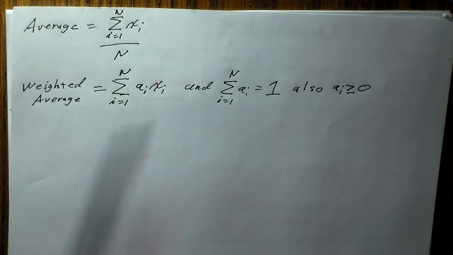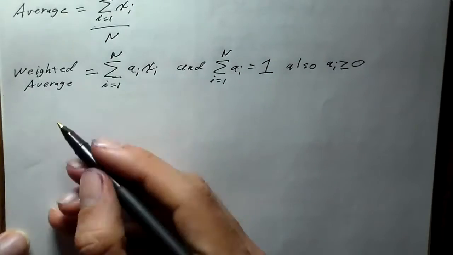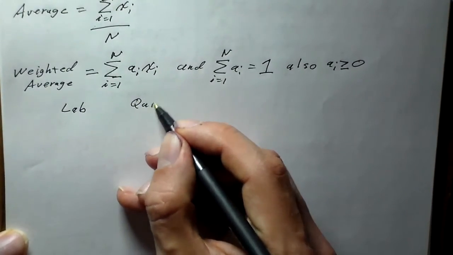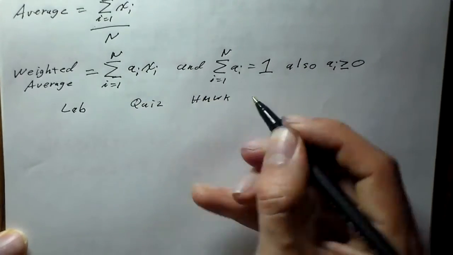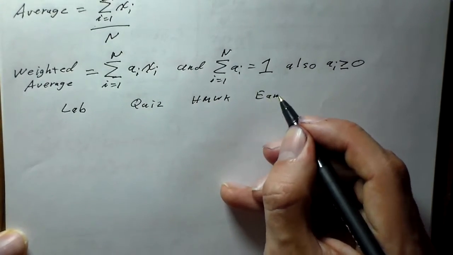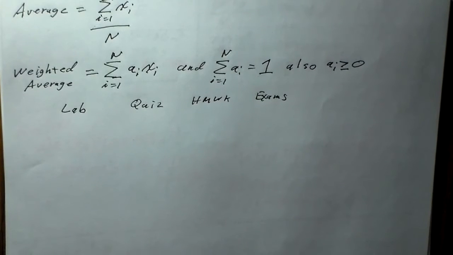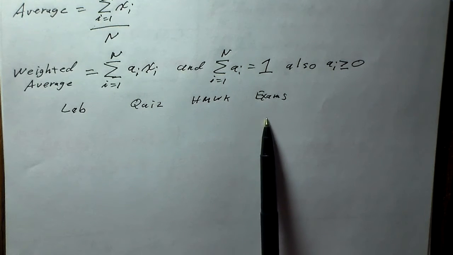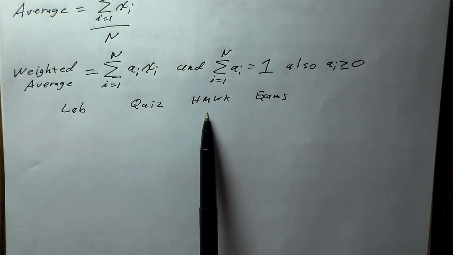All right, now this seems really complicated. Where would we actually use this? Well, think about if we're dealing with a class, and there are several different things that you're graded on. So let's say you have a lab, quiz, homework, and exams. You're not just going to take all the grades that you have and add them up, because the exams are weighted more, right? They count for more of the grade.